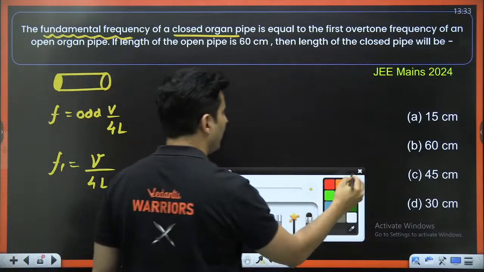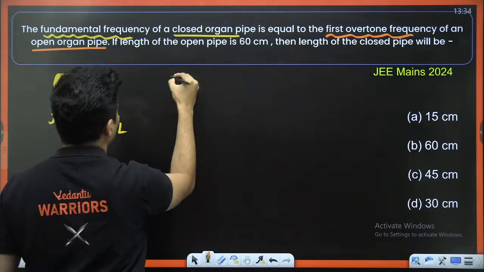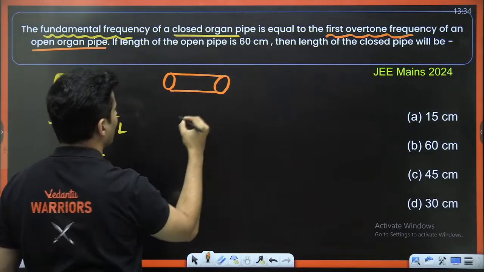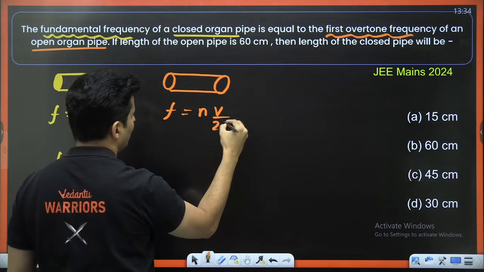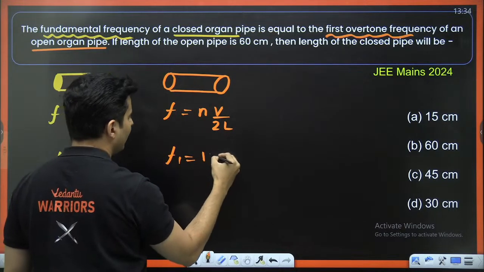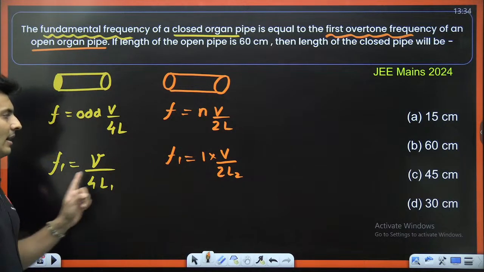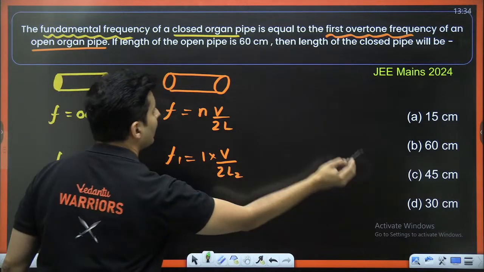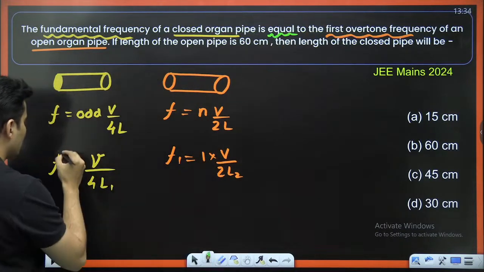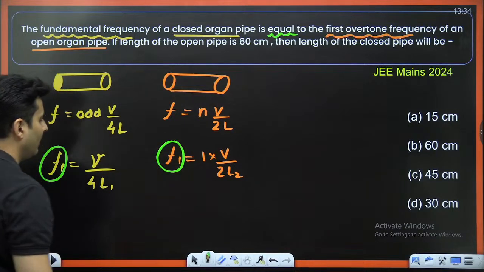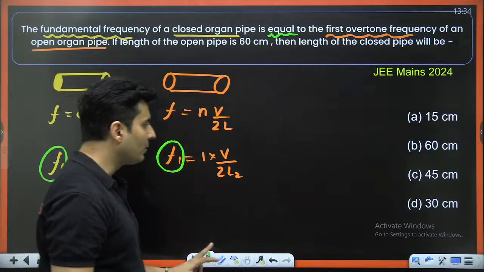Second, the first overtone frequency for an open organ pipe. Open organ pipe means like this. The general frequency formula is N times V by 2L. So the fundamental frequency will be 1 into V by 2 times L2. These two frequencies are same as per the question. Right? They both are equal. It is clearly mentioned. So V by 4L1 here and V by 2L2 over here will be equal.